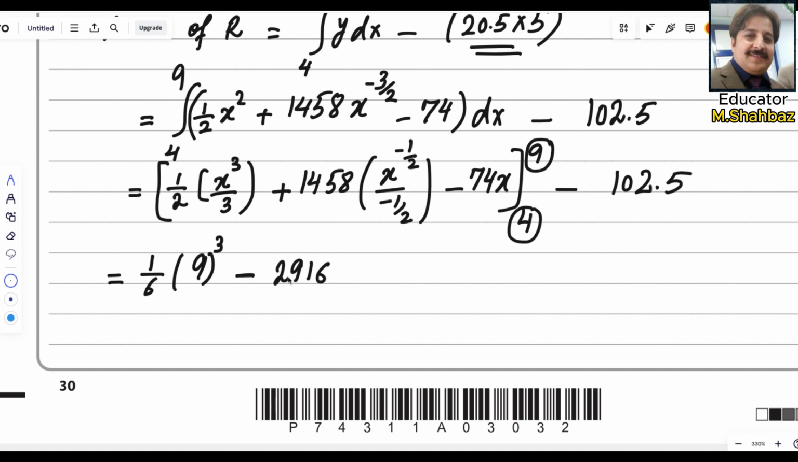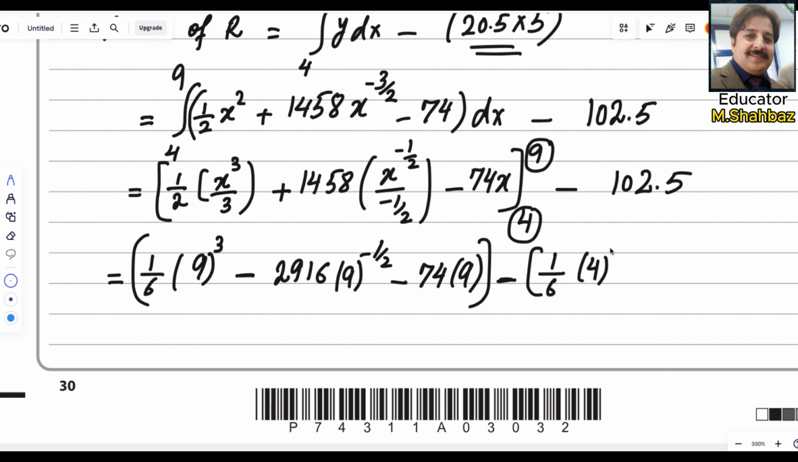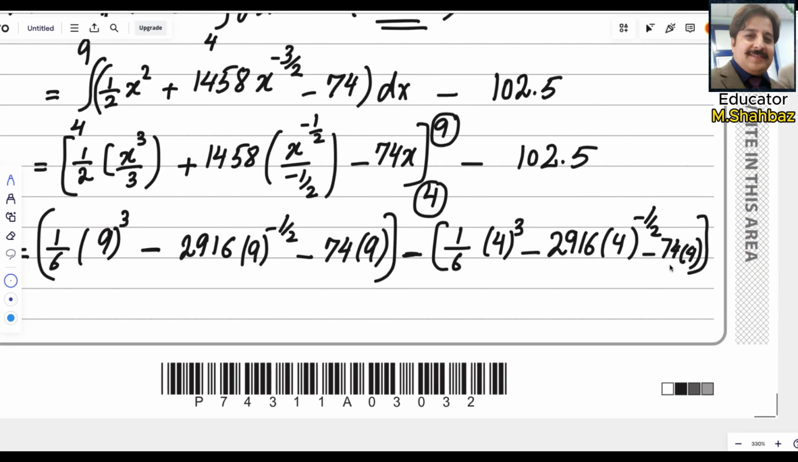So it will be 2916 and x to the power minus 1/2. You can replace x with its value. What is the value of x? That is 9. And then 74x, so it will be 74 into 9. Use brackets. Then minus, by the formula, we replace x with 4 this time. So it will be 1 over 6, 4 cubed, minus 2916 and 4 to the power minus 1/2, and minus 74 into 4, and close the bracket, and there is 102.5.